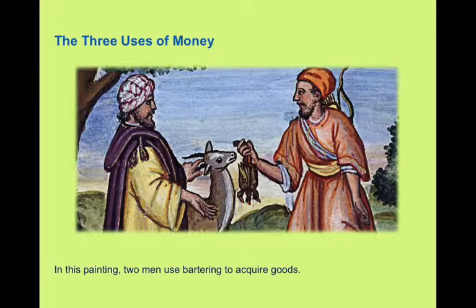In this painting, you see two men using bartering to acquire goods. Bartering occurs when people don't use money to exchange goods and services. You trade one good, in this case, some kind of a goat, for a piece of fish. That's barter, and that's inconvenient and inefficient, and doesn't really work very well.